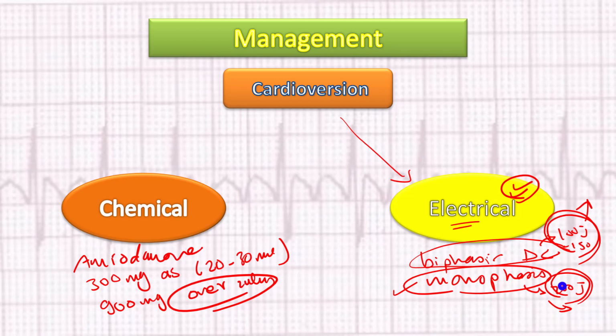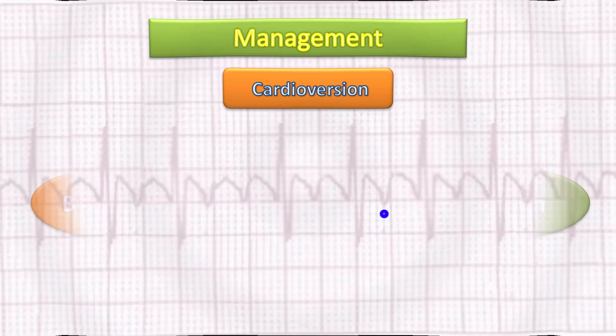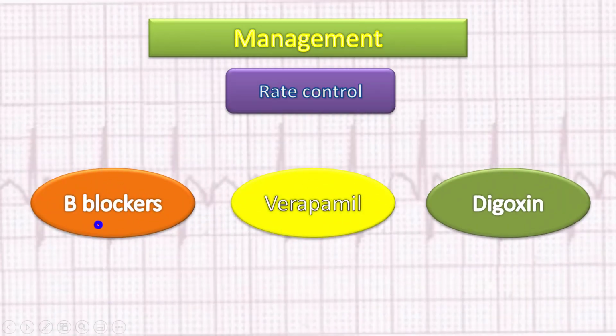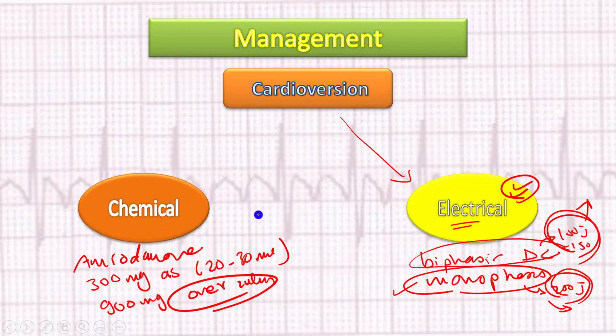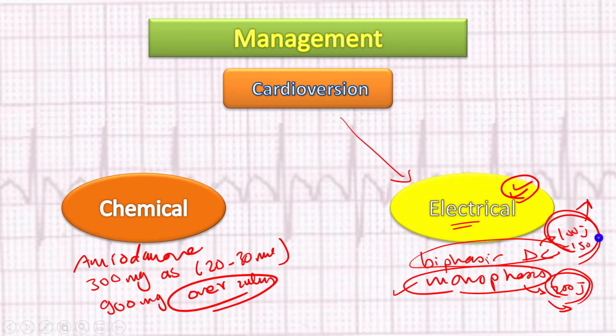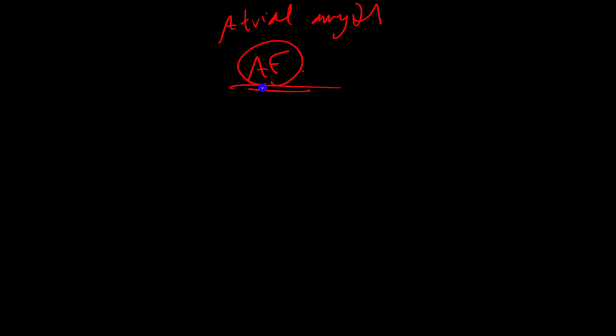Okay. So if the patient is hemodynamically stable, we will manage by rate control and digoxin. And if unstable, we will do cardioversion either by chemical or electrical means. Okay. For the atrial arrhythmias, for the AF or atrial flutter, if the patient is stable, we said that we will do rate control.